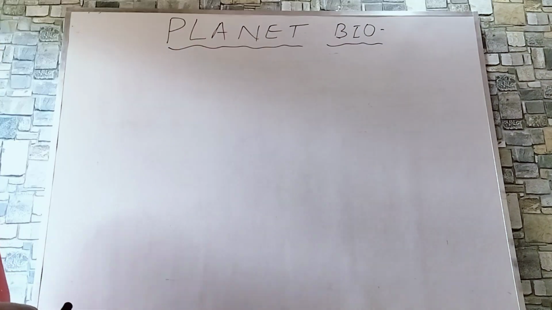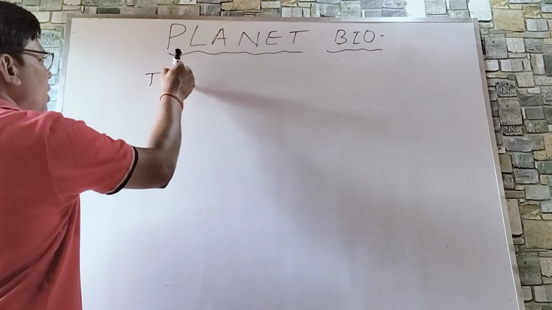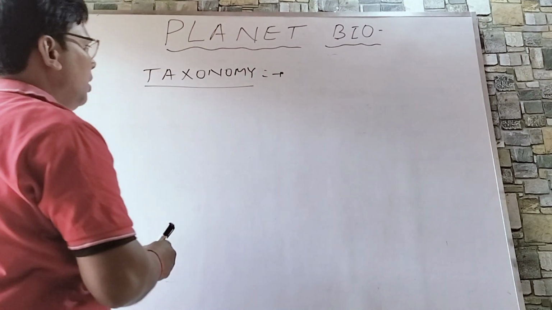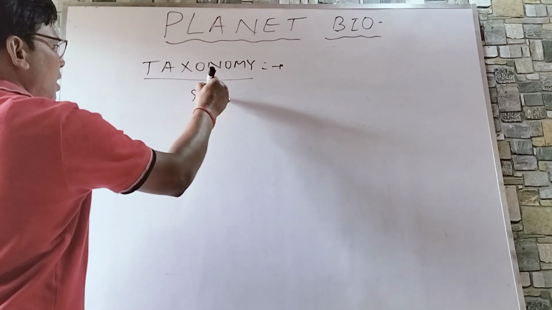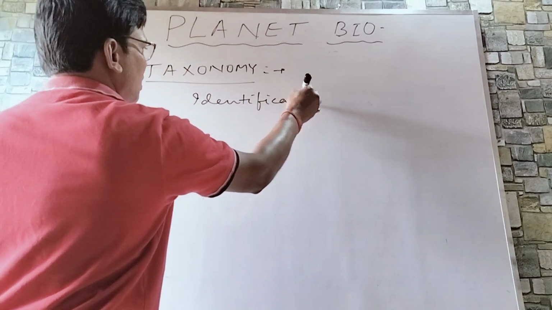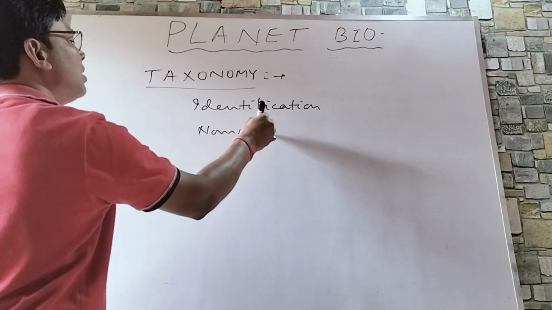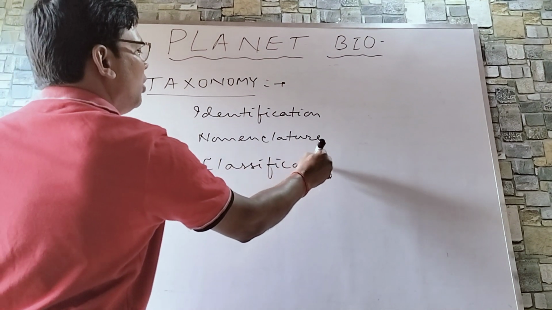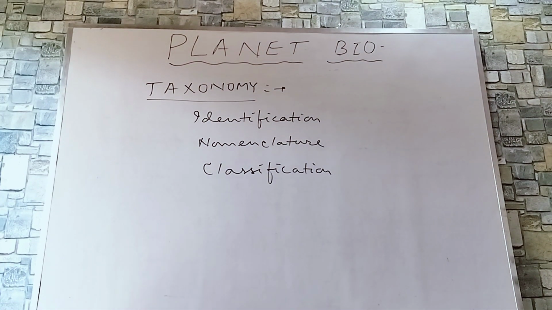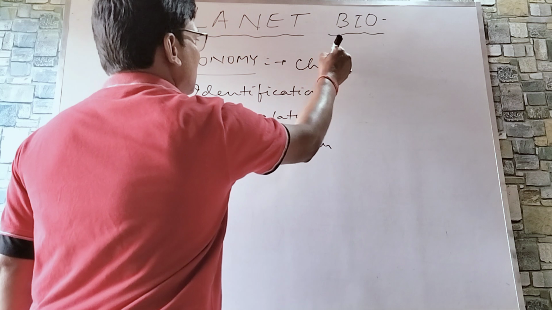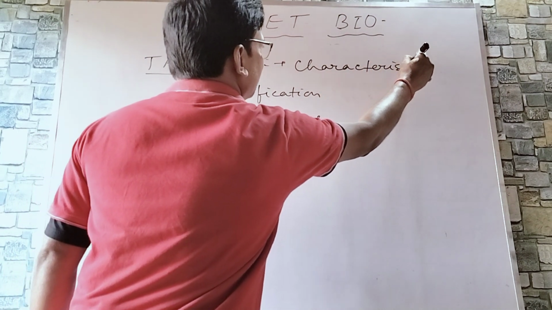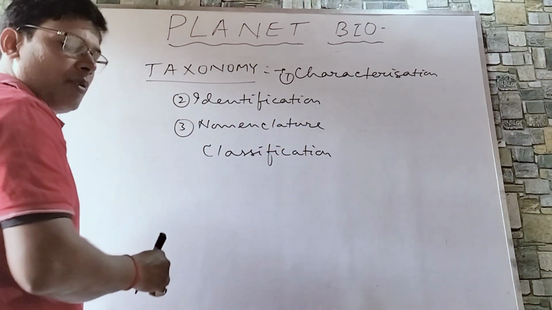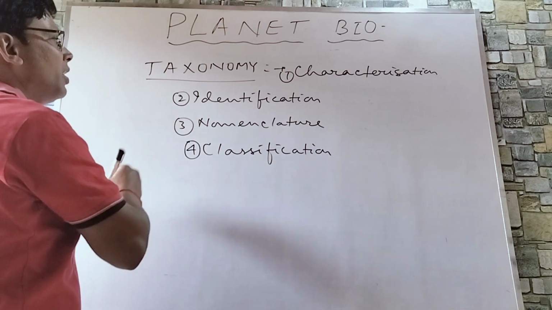So next point. Now the next point is taxonomy. Taxonomy deals with identification, nomenclature, and classification of living organisms. But one more point we should not forget, that is characterization. So first point is characterization, second point is identification, third point is nomenclature, and fourth point is classification.